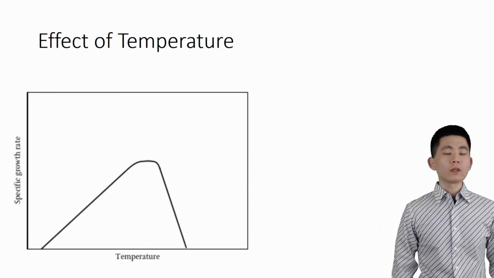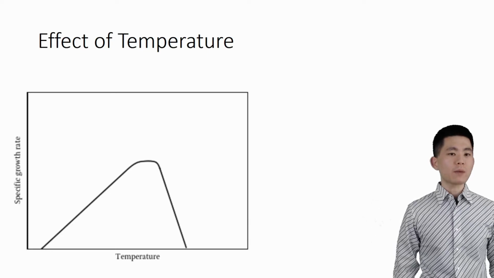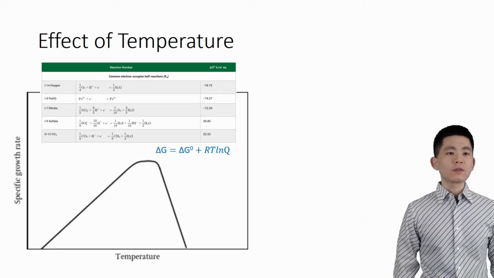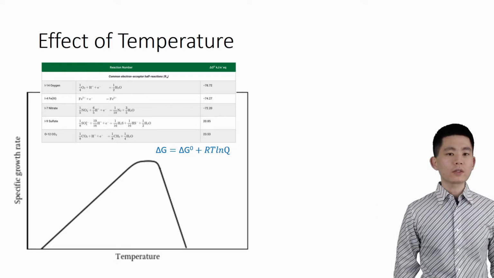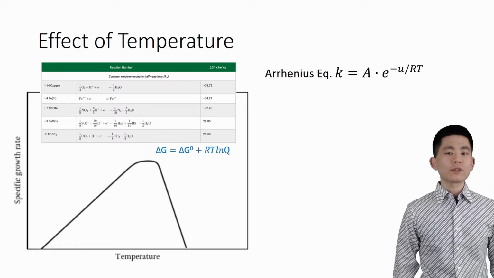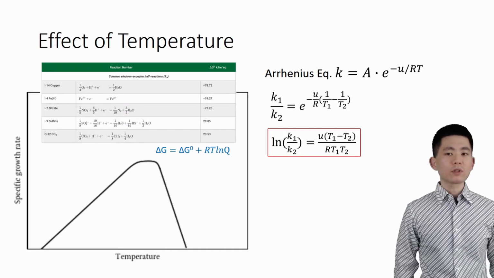Temperature is also known to affect the rate of chemical reactions, including biochemical reactions, based on thermodynamic principles. Recall the free energy change at the standard condition for the half reactions, delta G0. The free energy change depends on the temperatures. The effect of temperature on the reaction rate can be described by Arrhenius' equation. If we take the ratio of two reaction rates at two temperatures, we can use this equation to calculate the reaction rate at any temperature if we know the reaction rate at a standard temperature.